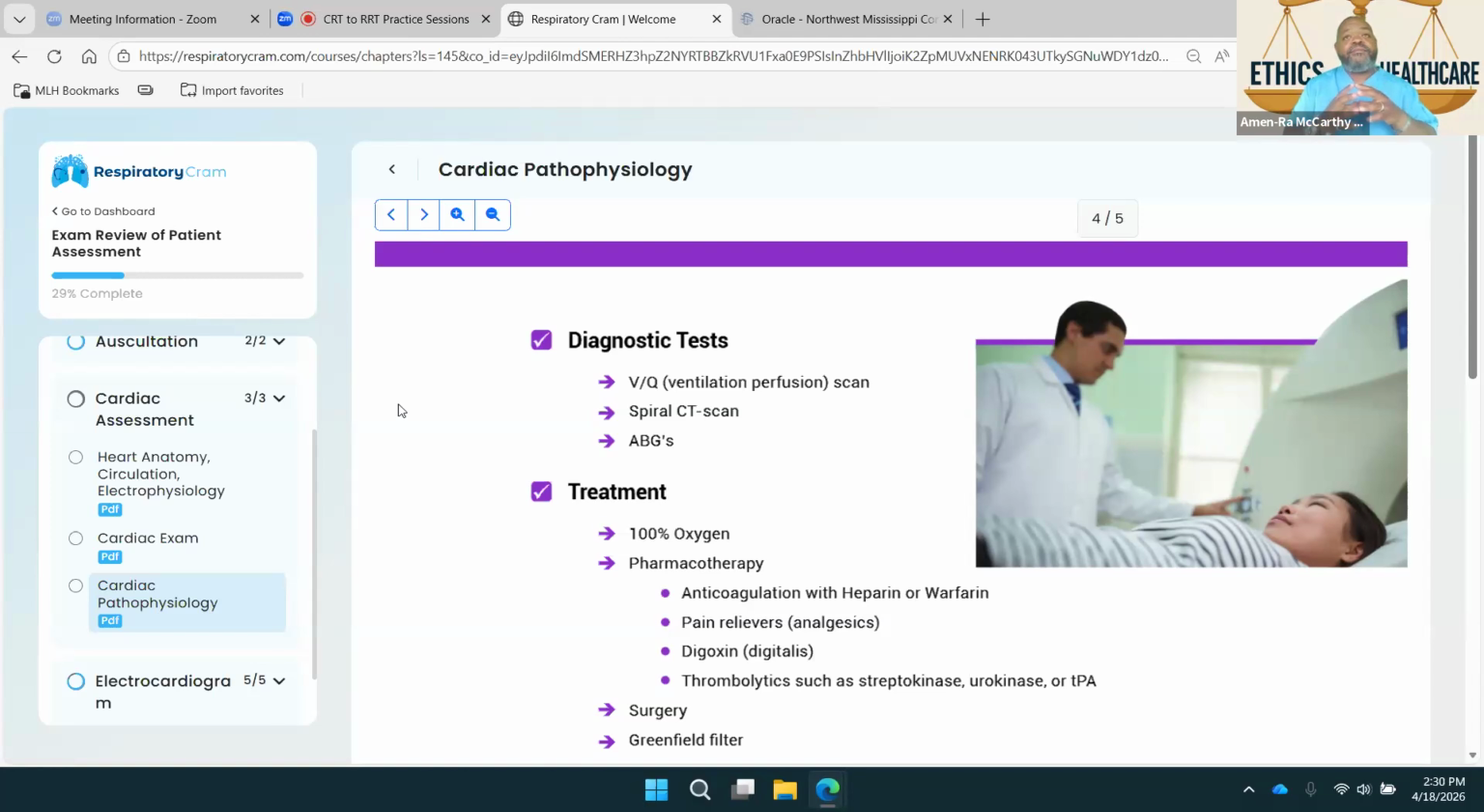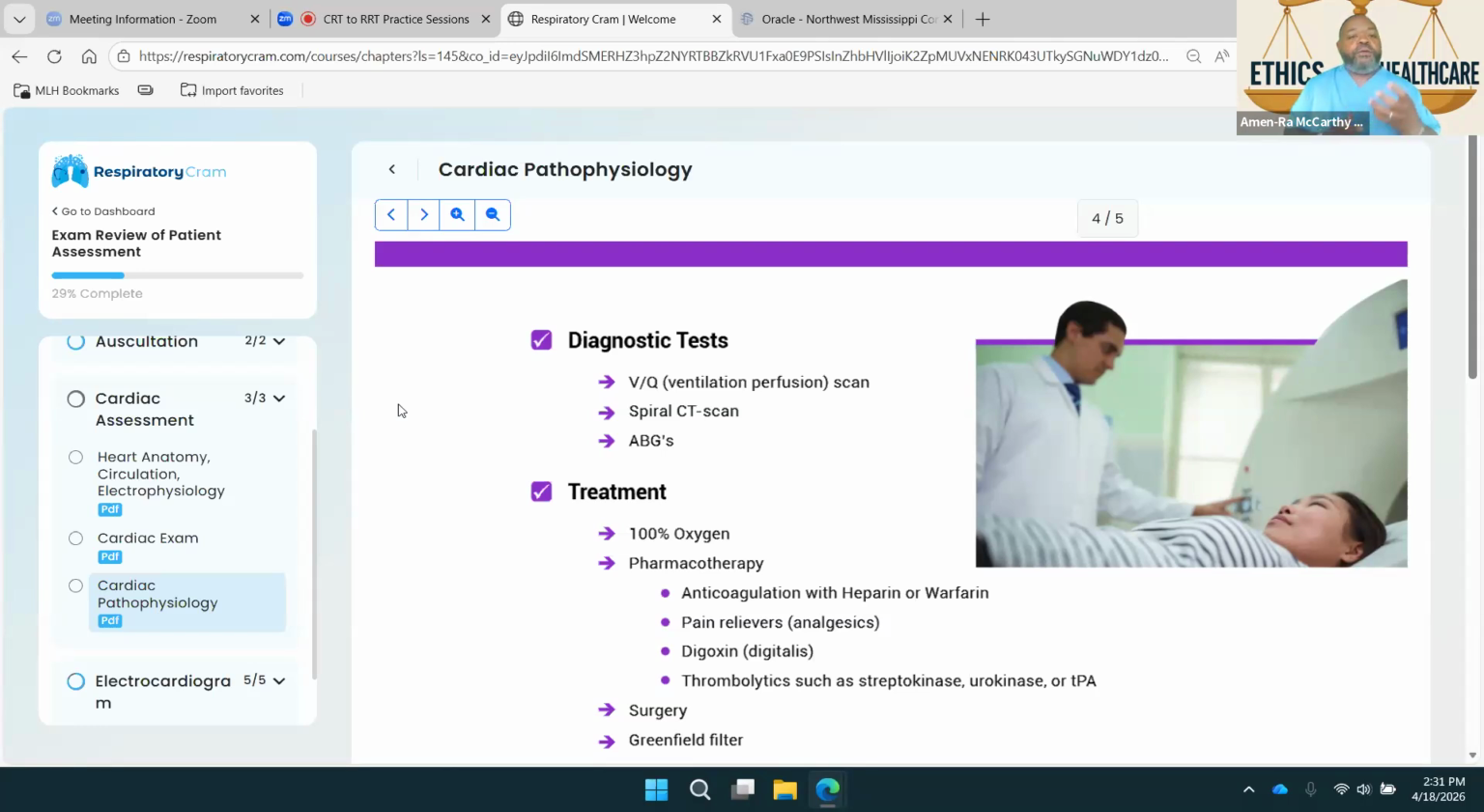AKA acid, AKA carbia, AKA capnia, and AKA respiratory. It's all the same, right? It's all meaning the same thing.